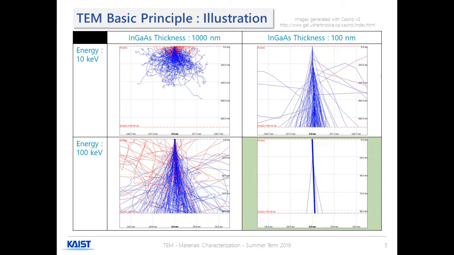Here, using Monte Carlo simulations of the trajectory of electrons in an indium gallium arsenide sample, we provide an illustration for why both high-energy electrons and a thin sample are required to make our material electron transparent, with the best results being obtained when both conditions are met.